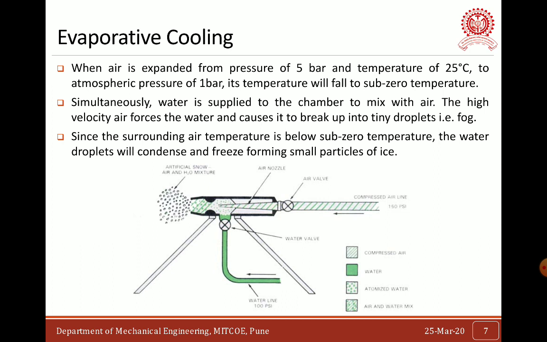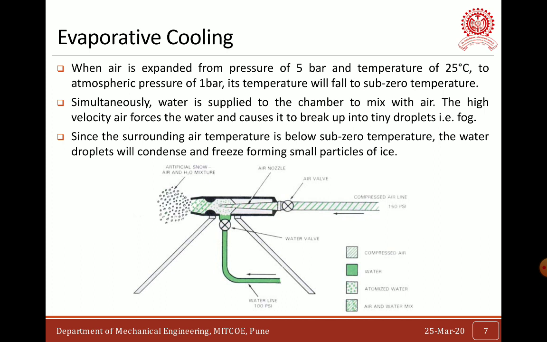When air is expanded from a pressure of 5 bar and temperature of 25 degrees Celsius to atmospheric pressure of 1 bar, its temperature will fall to a sub-zero temperature. So this principle is used here and the air gets expanded. This low temperature air is used for refrigeration or cooling purposes.